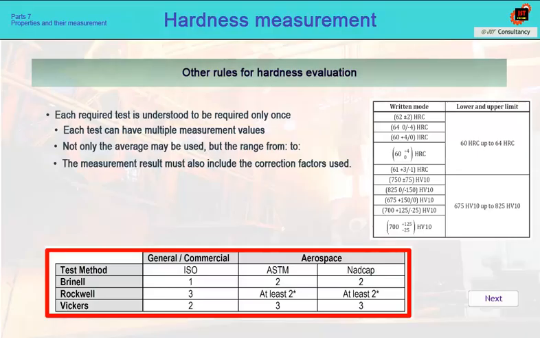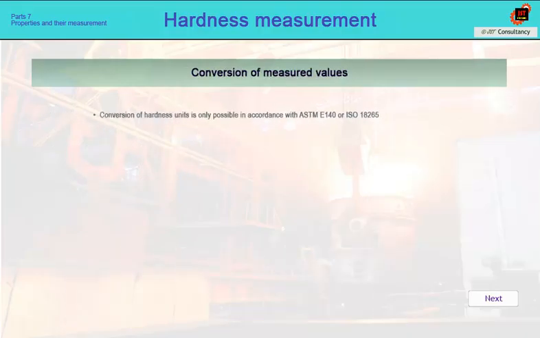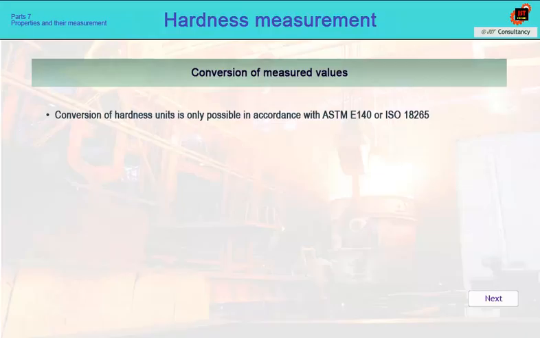If the test starts immediately after calibration and the first value is lower than required due to the part settling on the device, this value can be ignored for the measurement results. If unit conversion is to be performed, then only in accordance with ASTM E140 or ISO 18265.